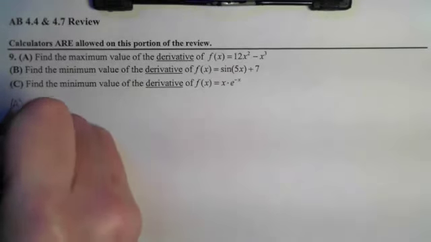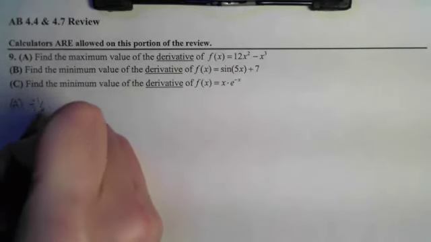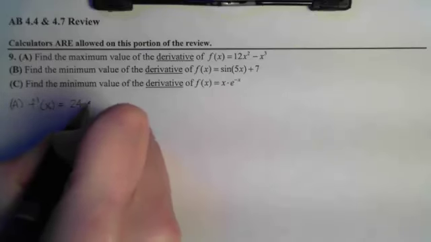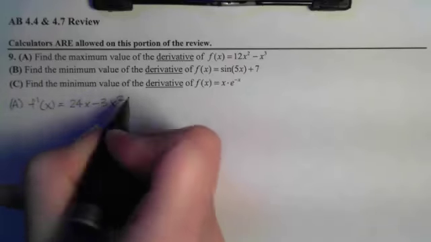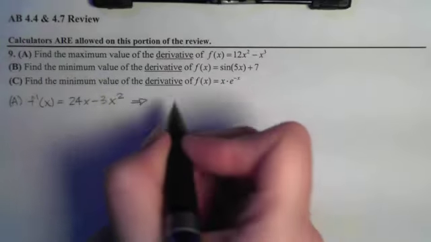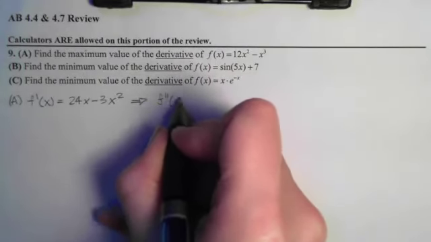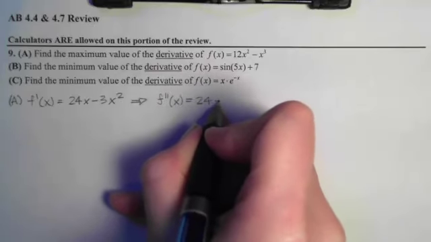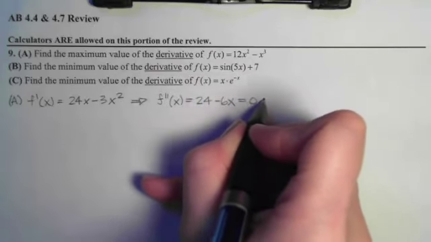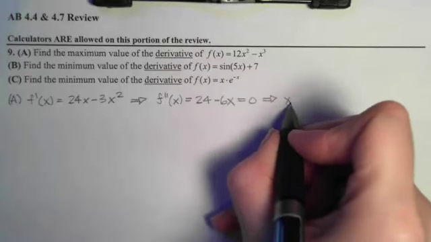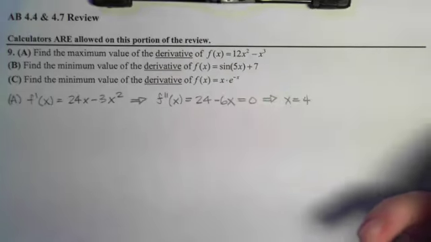So for part A, f prime is 24x minus 3x squared. To maximize that, we need to take the derivative again to find the critical values of f prime. That will be 24 minus 6x. Set that equal to 0 or undefined. The only location is at x equals 4.